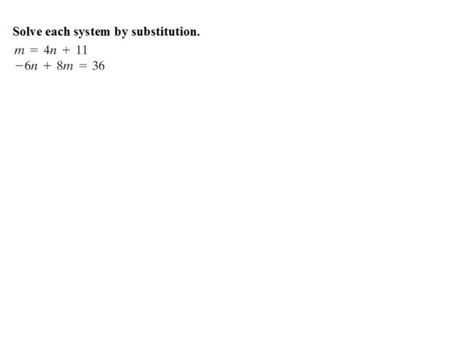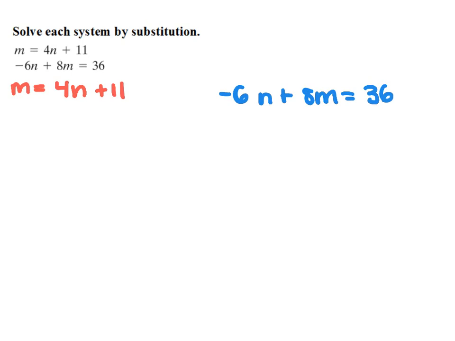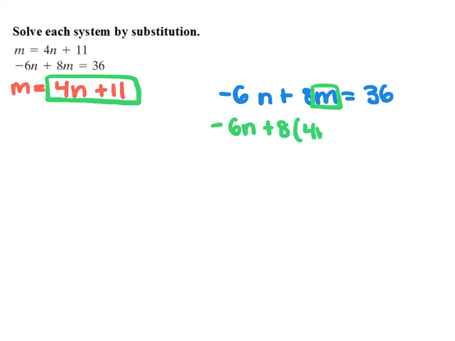In our next example, the equations are m equals 4n plus 11 and negative 6n plus 8m equals 36. Now, even though the variables are m and n instead of x and y, I can still do the same process. Since m is already by itself, I can take this entire expression and substitute it for m in the other equation. So it'll be negative 6n plus 8 times (4n plus 11) equals 36.